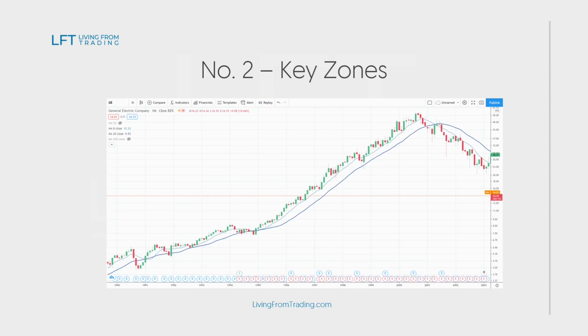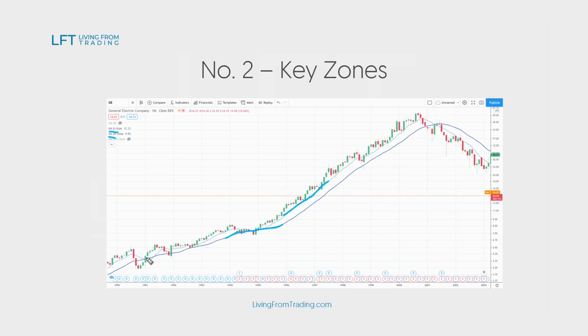And what are the key zones that I use? To enter my trades, I like to use the 8 period moving average and the 20 period moving average. Every time that the price touches one of these moving averages, that's where I start looking for a trade. That's when I start to look for an entry. I use the 8 moving average for strong trends, and I use the 20 moving average to take trades when the price is trending but not in a very strong trend.